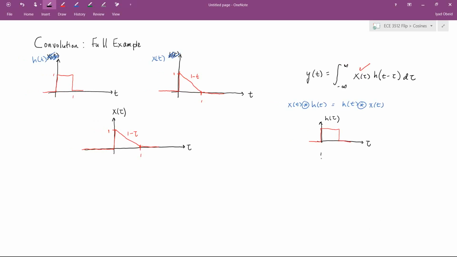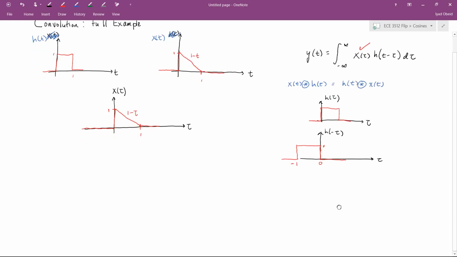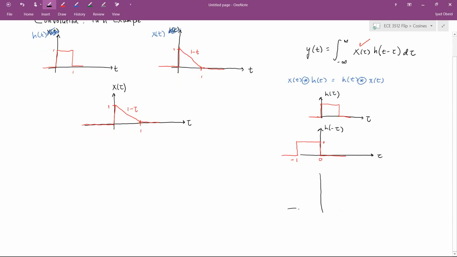So the next thing I want to do is get h of minus tau. And as we've learned in just about every math class we've taken, if you negate the independent variable, then the effect is to flip your plot across the y-axis. So it'll look like this for h of t. So that'll be 0, and that'll be negative 1, and that'll still be 1. And then the last thing we need to do is h of t minus tau. So h of t minus tau works like this. If you have an independent variable of tau, then with respect to tau, t is a constant.